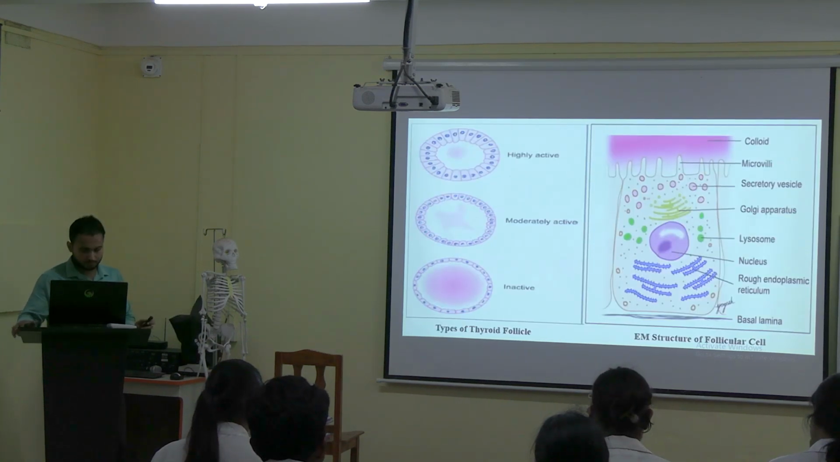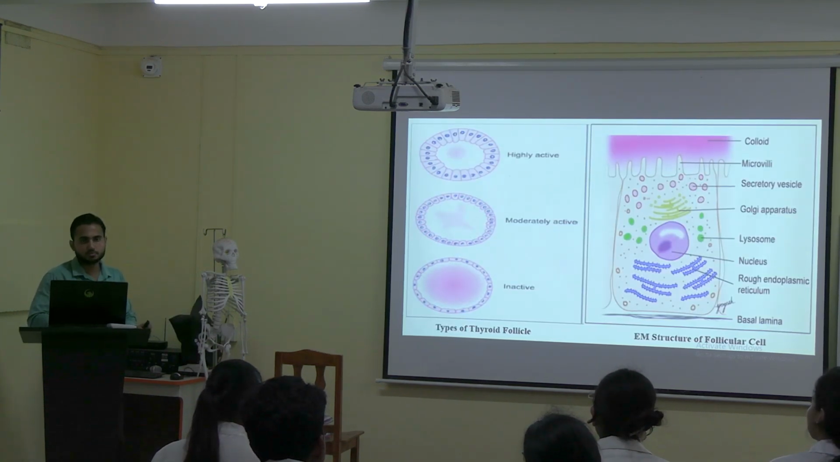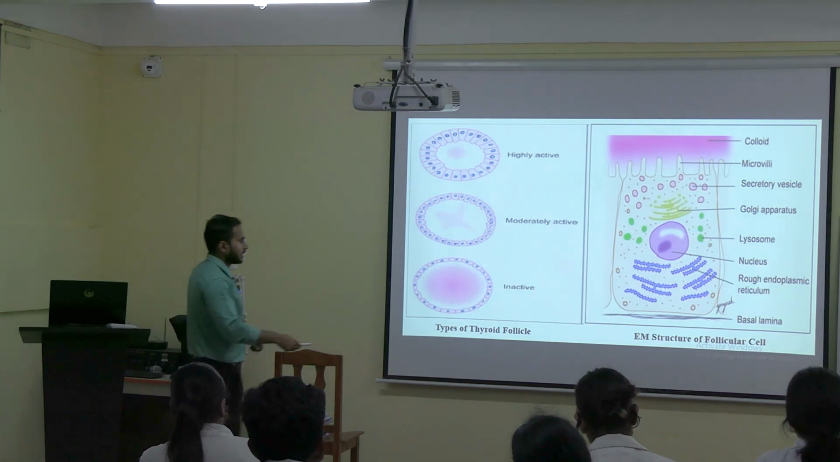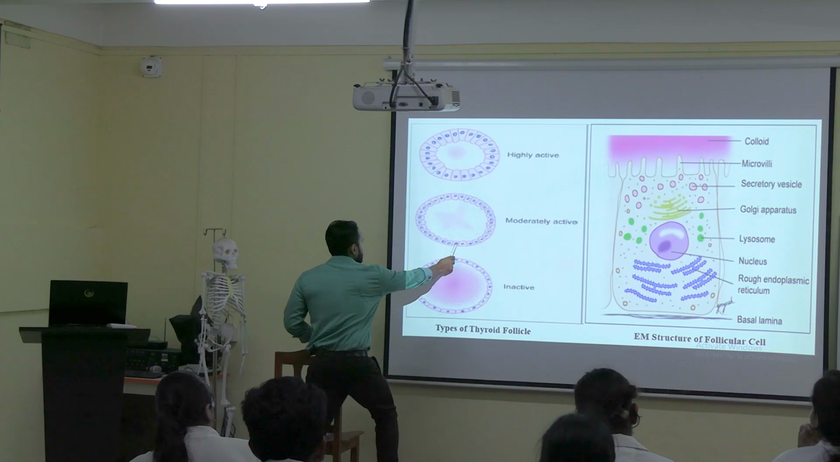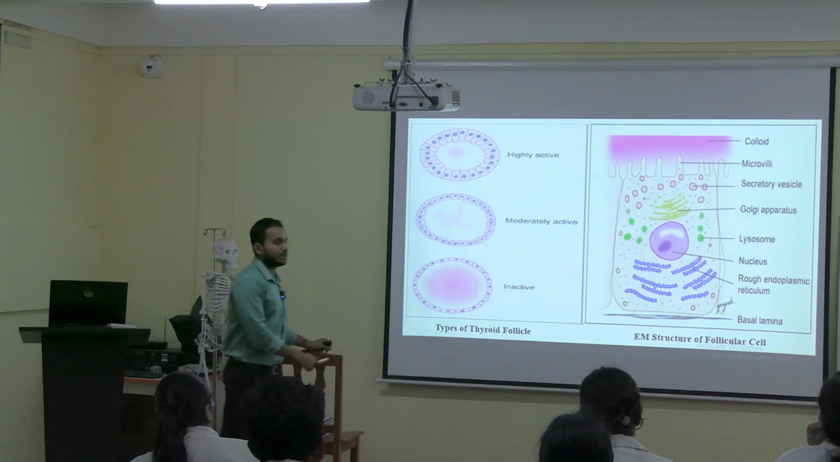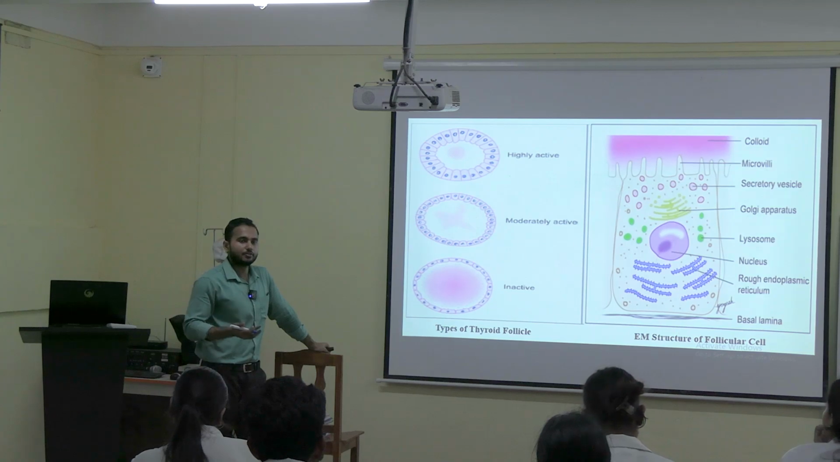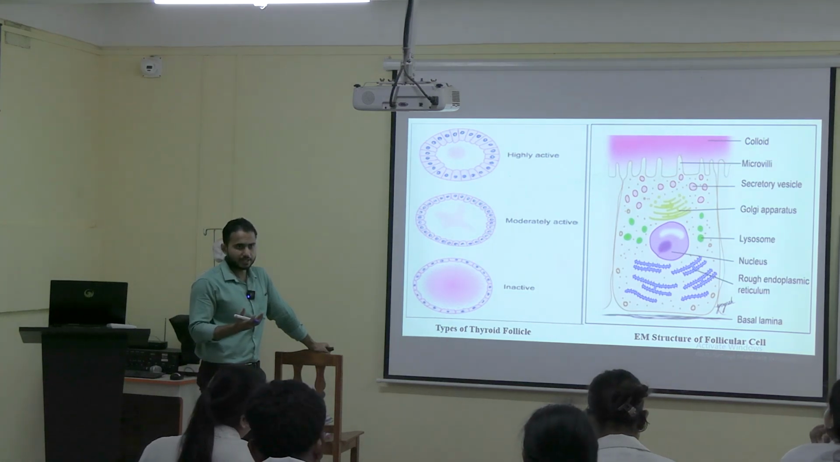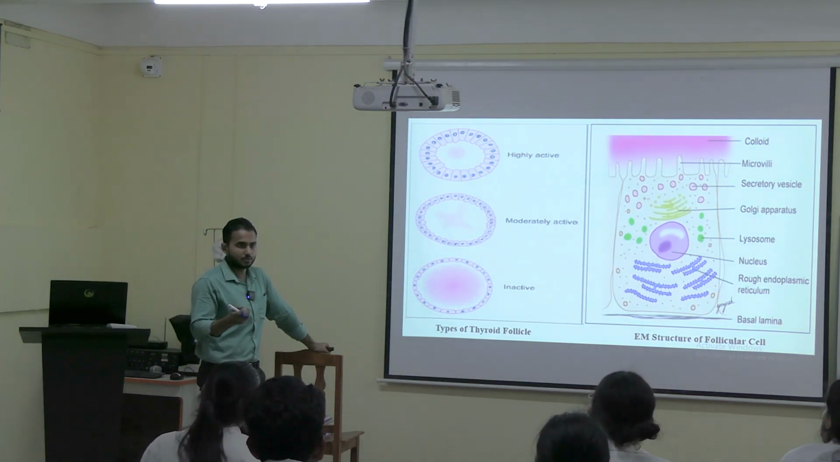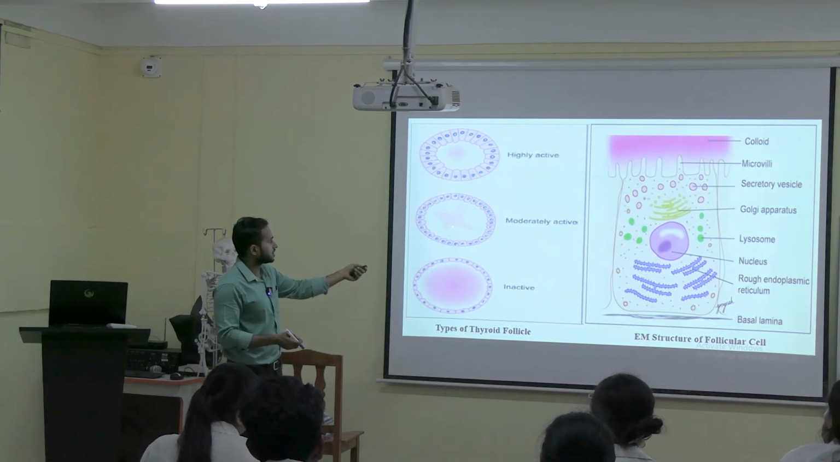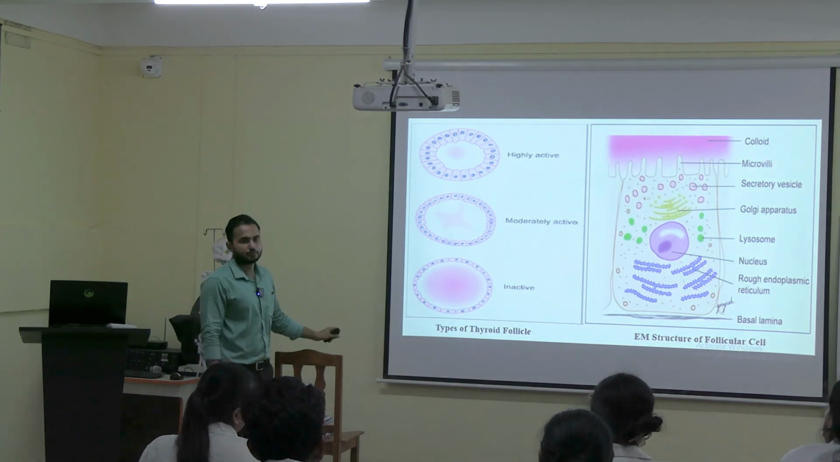Here you can see the diagram. Both the diagrams you have to draw in your practical notebook. If you concentrate over here, in this diagram you can see the activity of the follicles. As I said, inside the thyroid gland lobule, follicles are there. Okay, so these are the different types of follicles. This is highly active, this is moderate, and this is an inactive follicle.